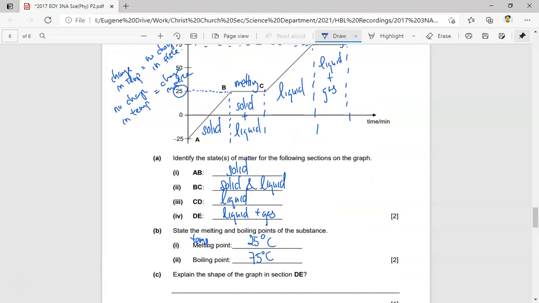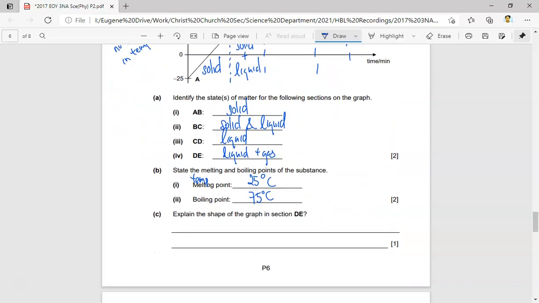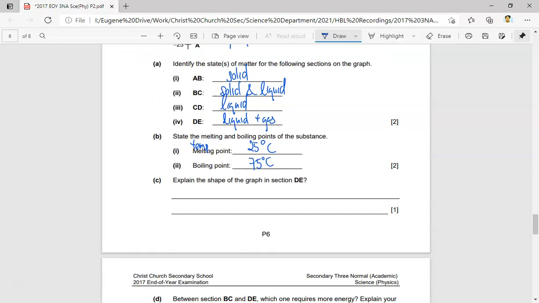Now, explain the shape of the graph in section D to E. So where is D to E? Over here. So why is it flat? Well, that's actually a key thing here. So the answer to this is actually that heat is absorbed to break the bonds, or to weaken the bonds between particles. Actually, there's a longer explanation, but because it's only 1 mark, this will be it.